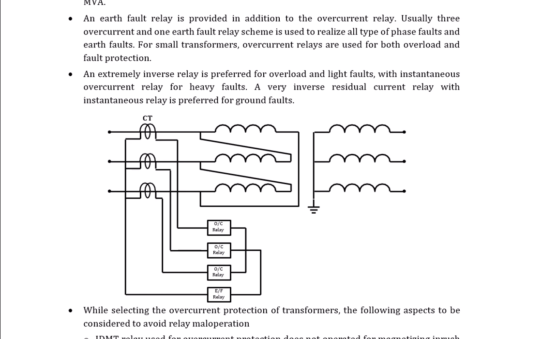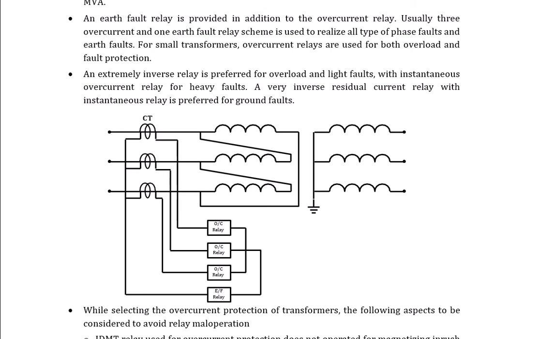Extremely inverse relay is preferred for overload and light faults, with an instantaneous overcurrent relay for heavy faults. The overcurrent relay also has many types. When there are overload or light faults, we use the extremely inverse relay, and when there are heavy faults, we use the instantaneous overcurrent relay. When there is a ground fault, we use the very inverse residual current relay, with the instantaneous relay preferred.